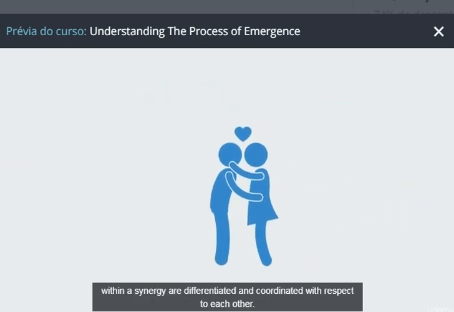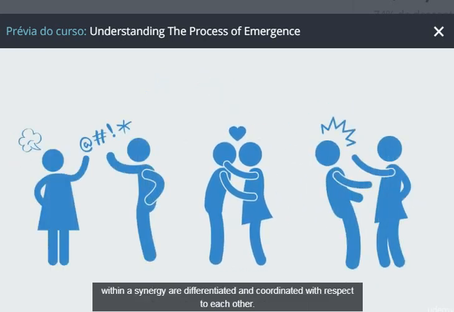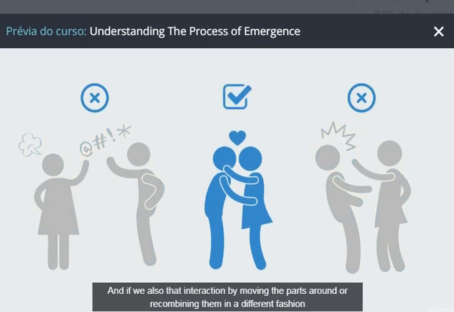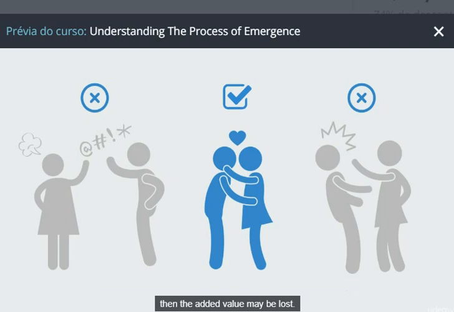Because the parts within a synergy are differentiated and coordinated with respect to each other, this means they have a specific type of interaction, and if we alter that interaction by moving the parts around or recombining them in a different fashion, then the added value may be lost.